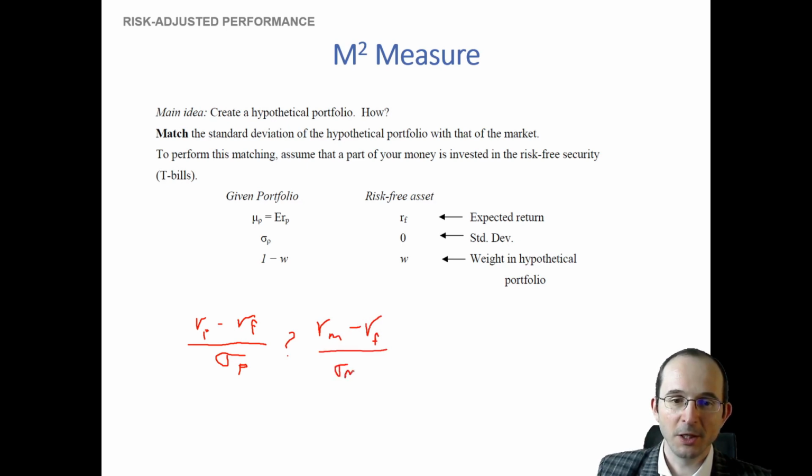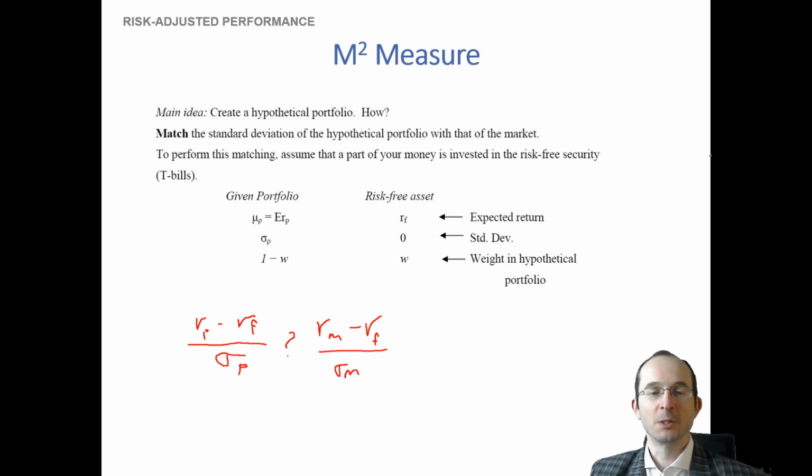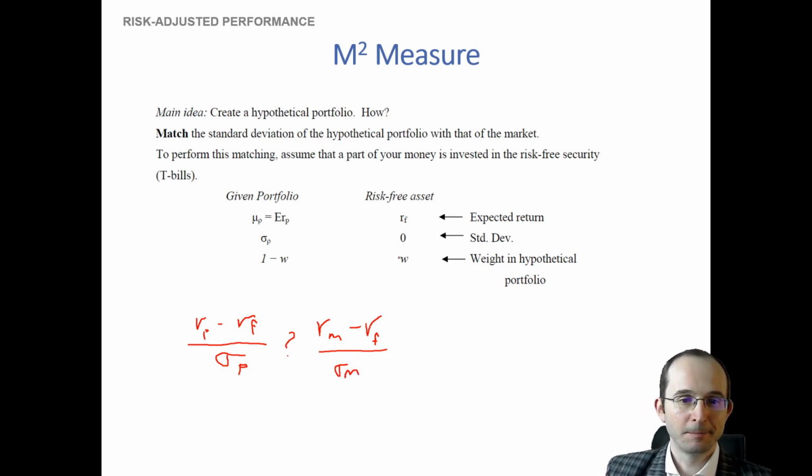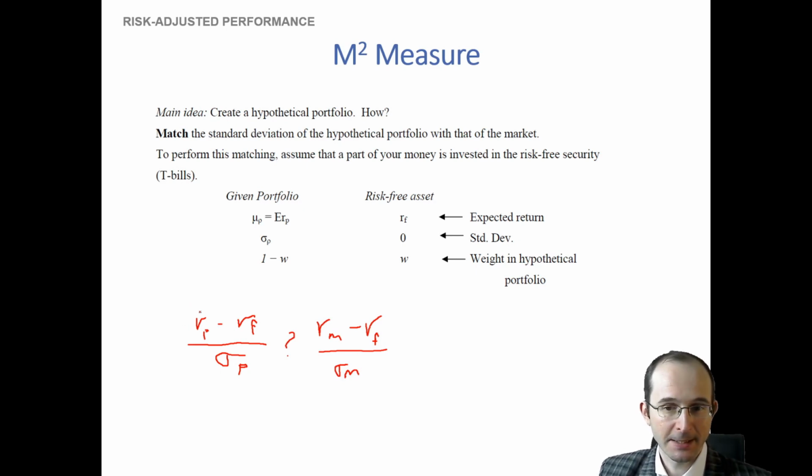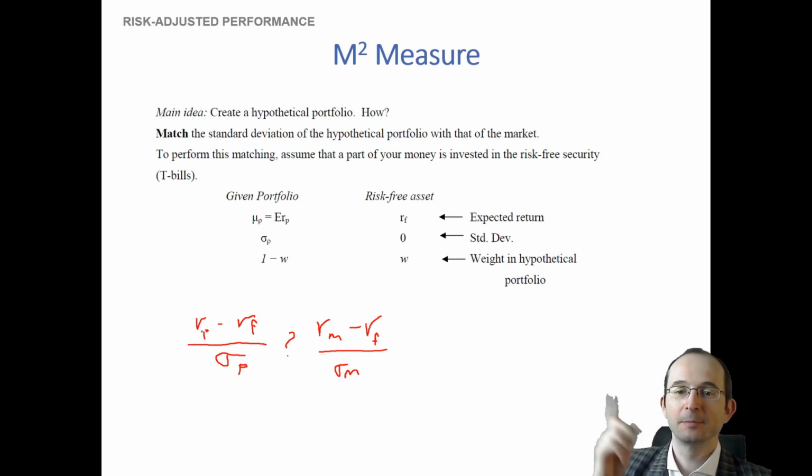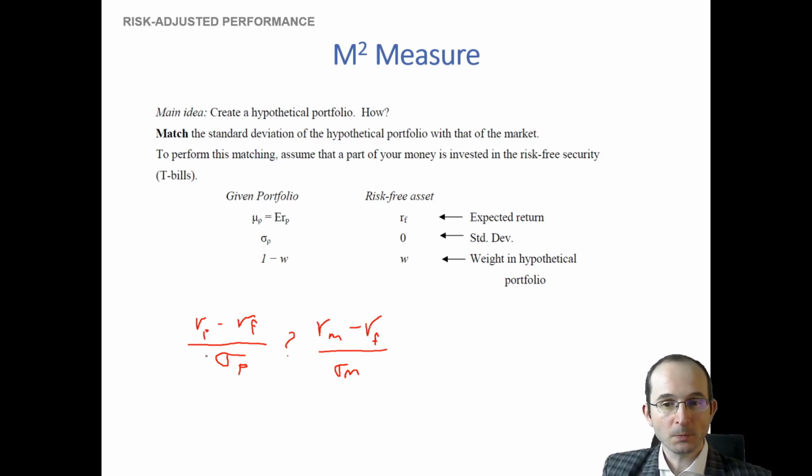the market standard deviation. Essentially what we're going to do is create a new portfolio that is invested partly either long or short in the risk-free asset. In other words, we're just moving up or down the capital market line, capital allocation line, I should say, such that we now have the same volatility as the market's portfolio. And then we can just get rid of the denominators and compare returns once we have set risk on an even footing.